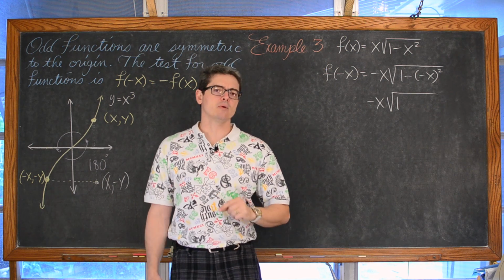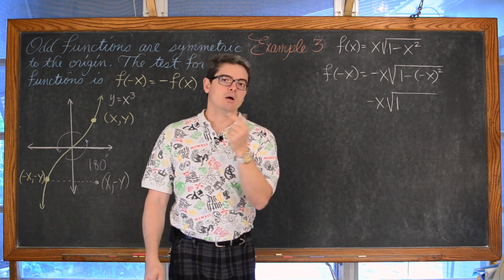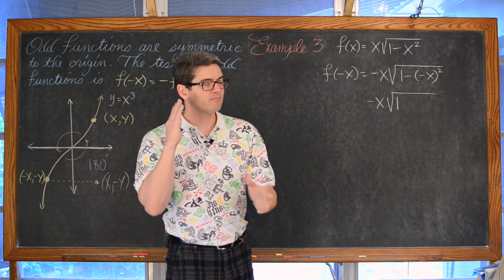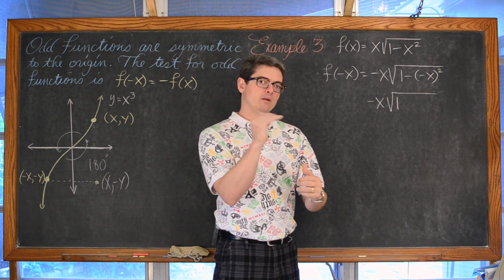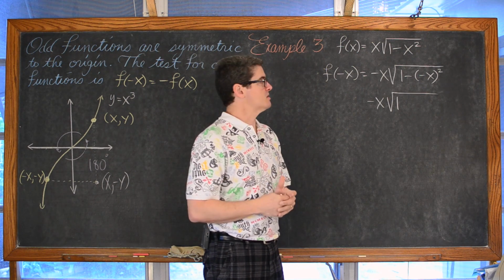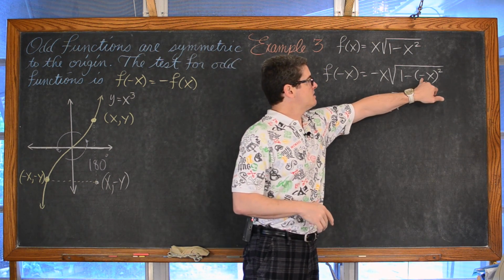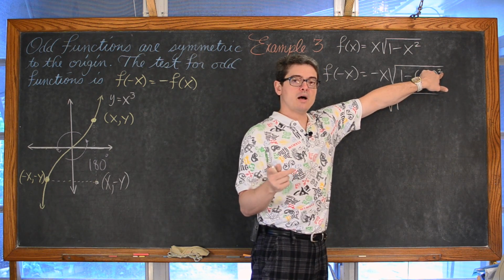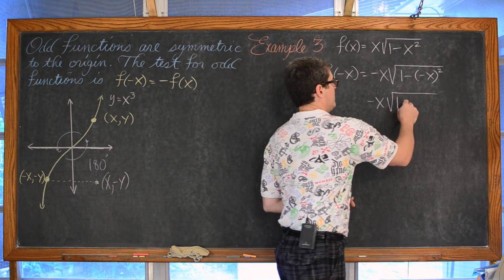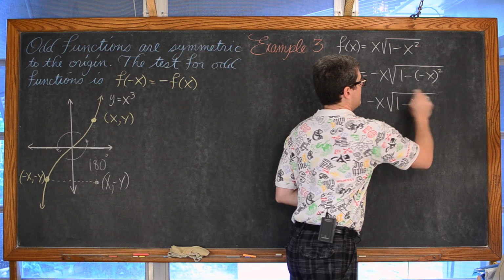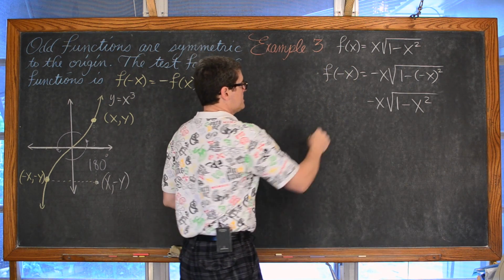Please excuse my dear Aunt Sally: parentheses, exponents, multiplication and division. Those are on equal plane, whatever comes first, left to right, and then finally addition and subtraction. So negative 1 times negative 1 is positive 1, so this is going to be 1 minus x squared.